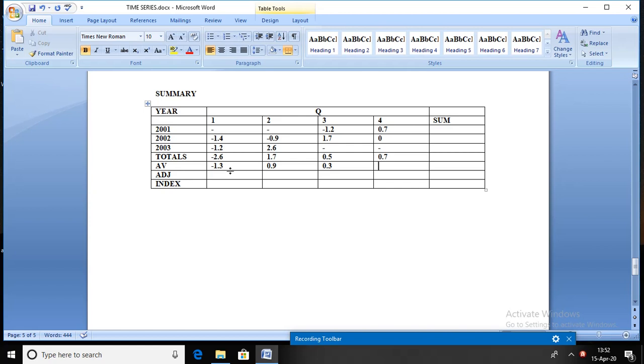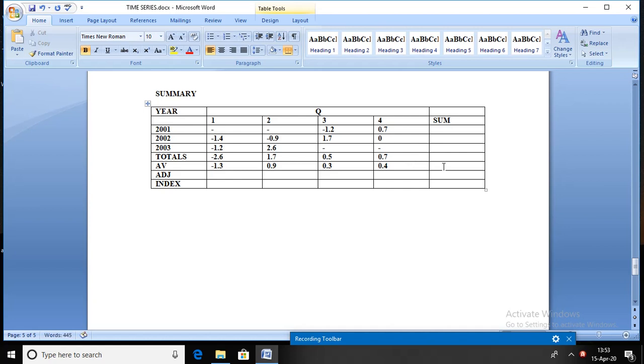And 0.7 divided by 2 is going to be 0.35. Round off that one, you have 0.4, rounded off to the nearest one decimal place. So these are the averages that we have.